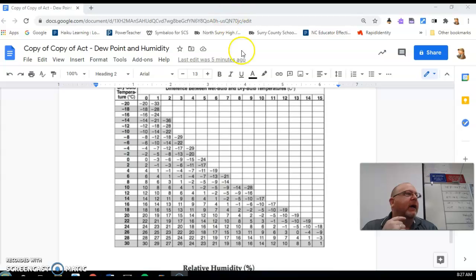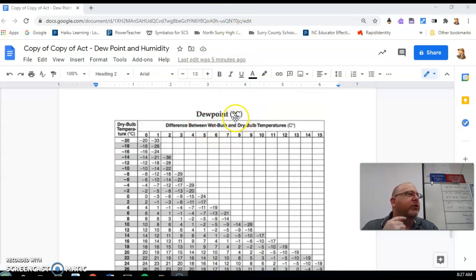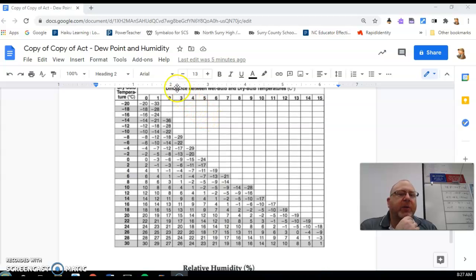Okay, I'm back over to my dew point chart, and I'm calculating dew point here. So my dry bulb was 28 degrees. That's way down here. My difference between them is 2 degrees, and so that's this one right here. So my dew point is 25.